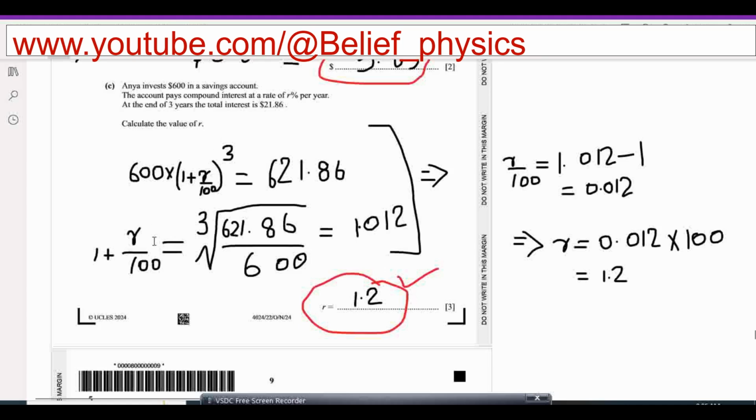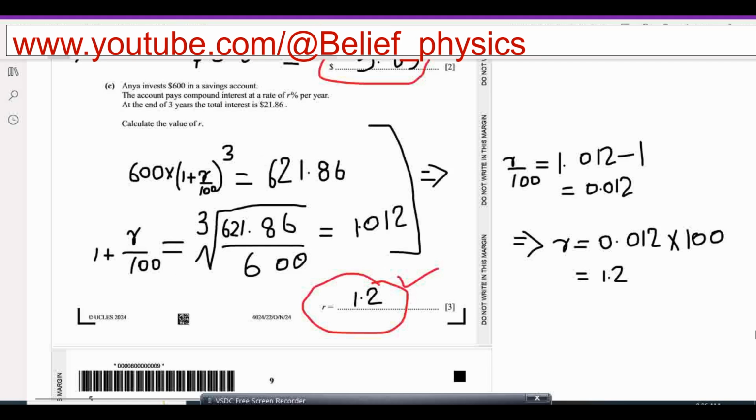We get 1 plus R over 100 is equal to the cube root of 621.86 over 600. When we solve it with the help of a calculator, we get this simplified as 1.012. It means 1 plus R over 100 is 1.012. So we have to find R. We have to make R the subject of the formula.